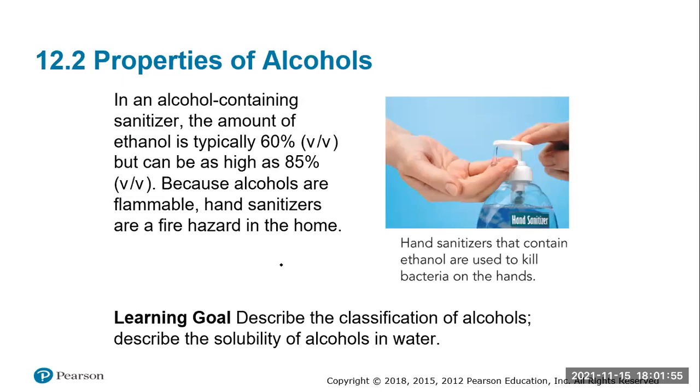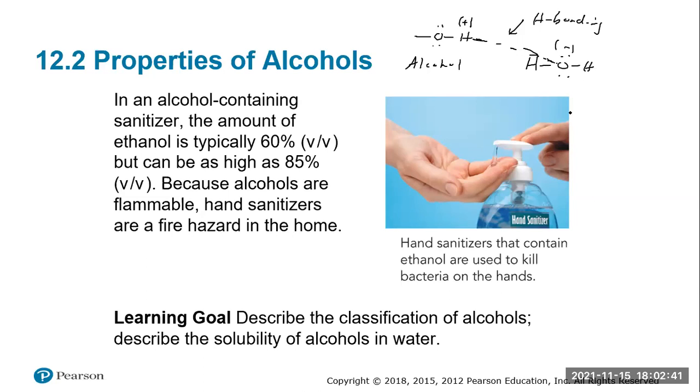So let's talk a little bit about some of these properties of alcohol, some of which we've talked about before. An alcohol-containing hand sanitizer is typically about 60% by volume. Ethanol can be as high as 85. Alcohols are soluble in water, and again, alcohols are soluble in water because they contain the OH group. Alcohols and water mix well because they can do hydrogen bonding between them, between the oxygen of one and the hydrogen of the other.